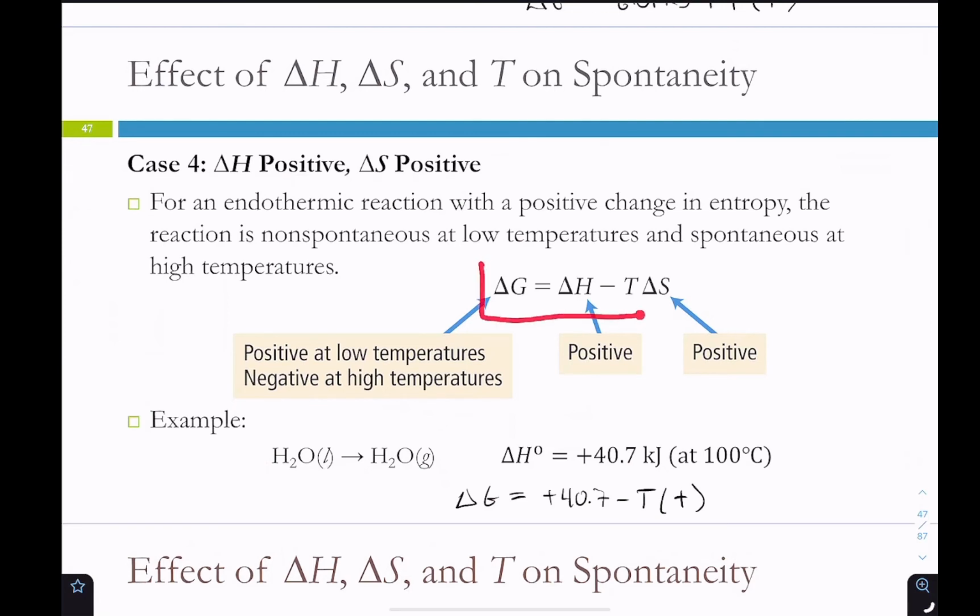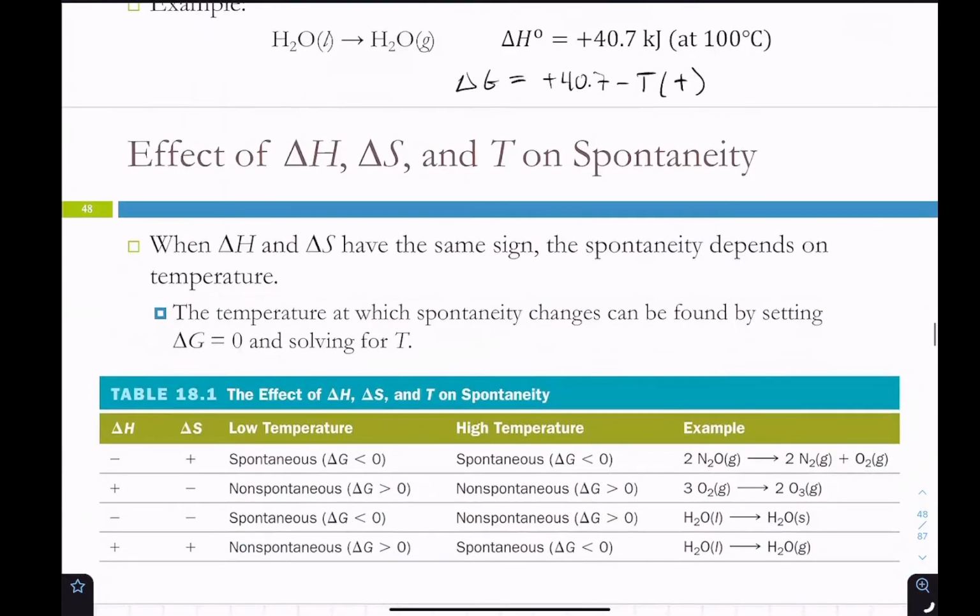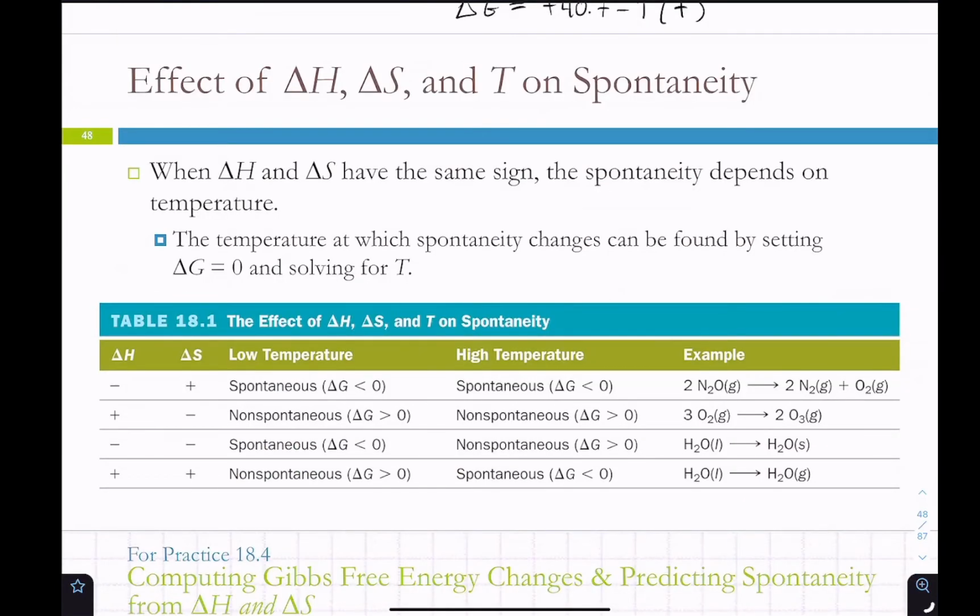So even though we have this equation for Gibbs free energy, we have standard enthalpies. We can find the temperature, be given a temperature easily enough. We still don't have a way to sort of standardize entropy. Oh, right, this is the table first. So when delta H and delta S have the same sign, spontaneity depends on the temperature. In the cases where they have opposite signs, they'll be either spontaneous or non-spontaneous.